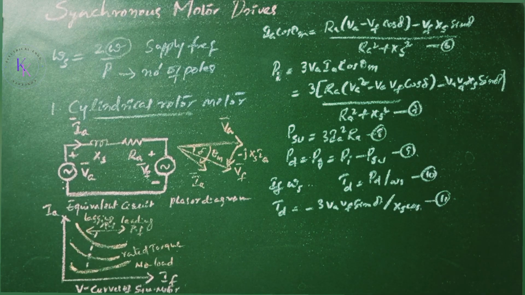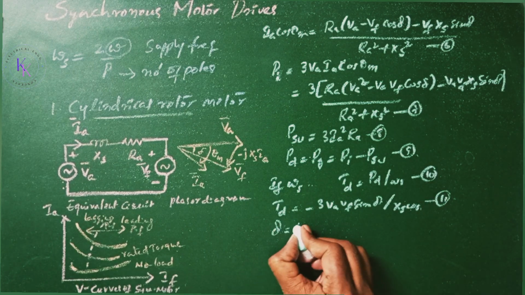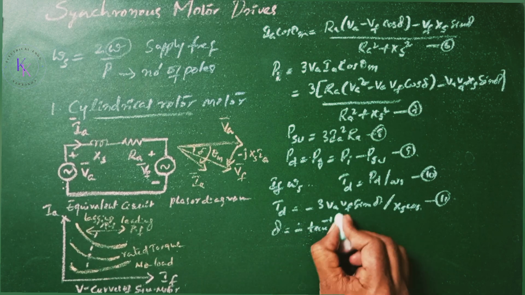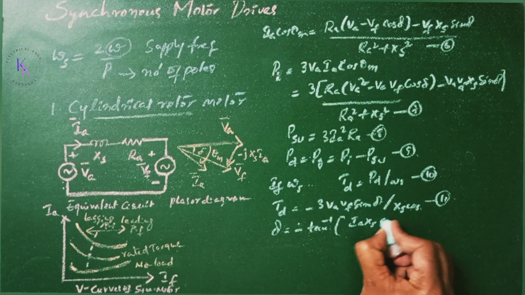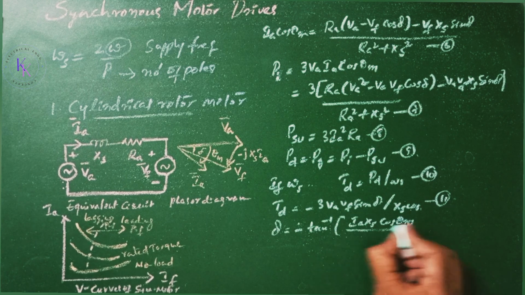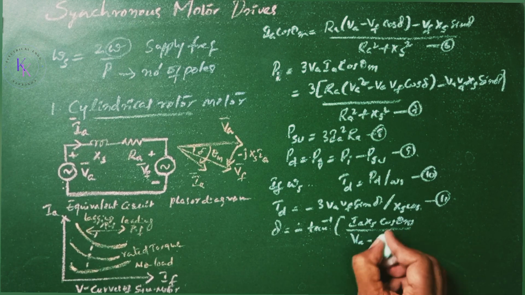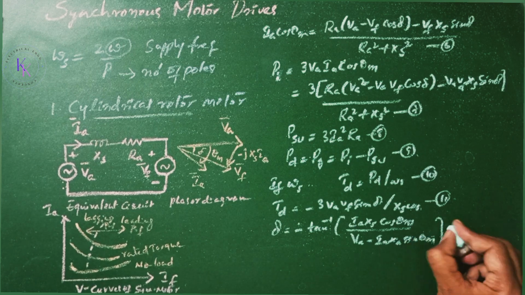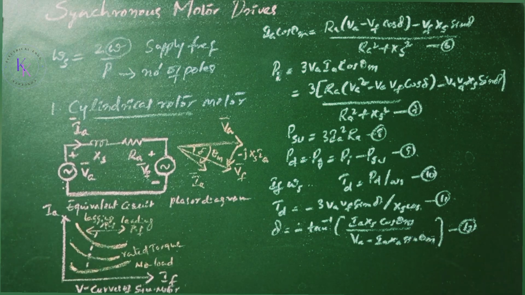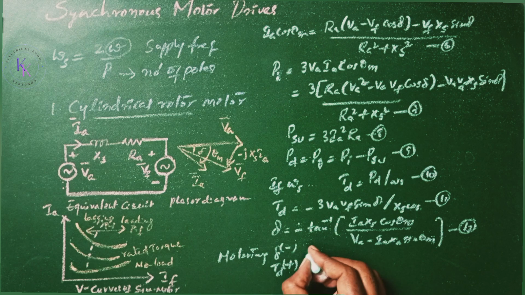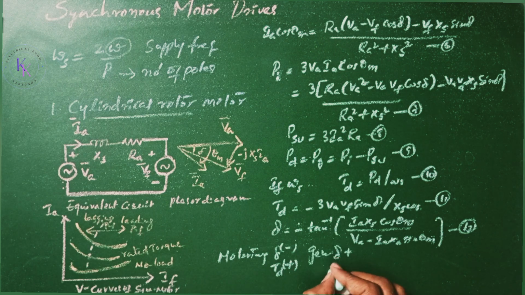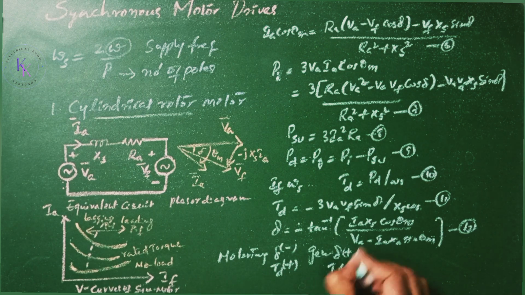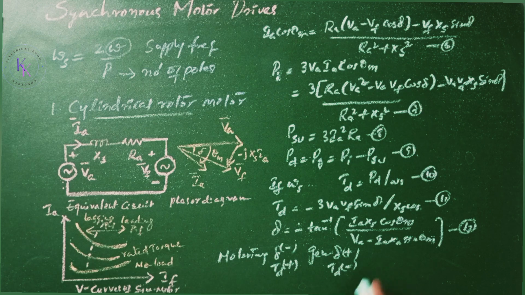From equation number 2, the delta will become minus tan inverse of Ia XS cos theta m divided by Va minus Ia XS sin theta m. That is equation number 12. For motoring, delta is negative and torque becomes positive. In the case of generating, delta is positive and the power will become negative, or the torque will become negative. The angle delta is called torque angle.